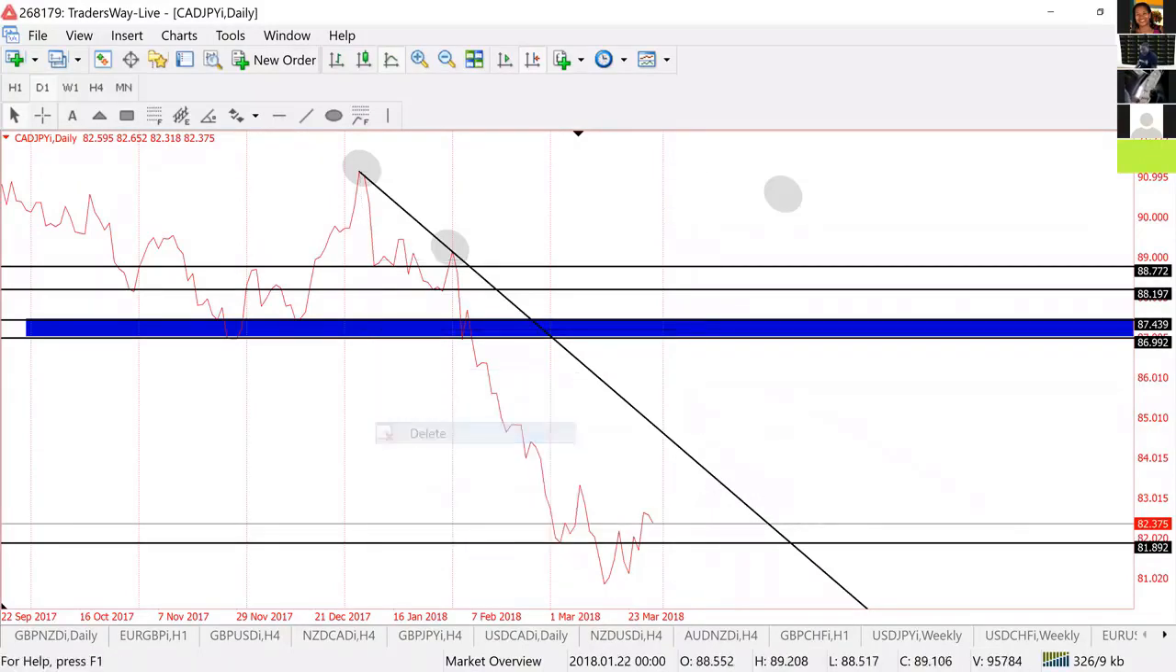Okay, so now, somebody wants to know about period separators. Control Y. Control Y. There you go. See those lines? Control Y.